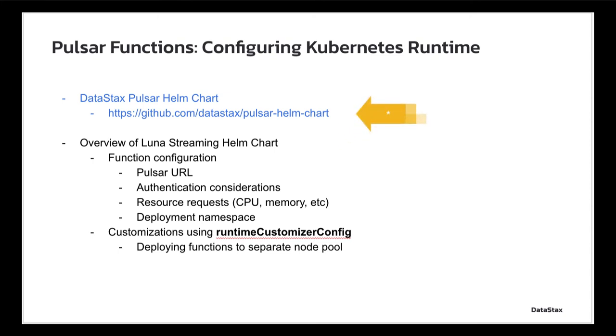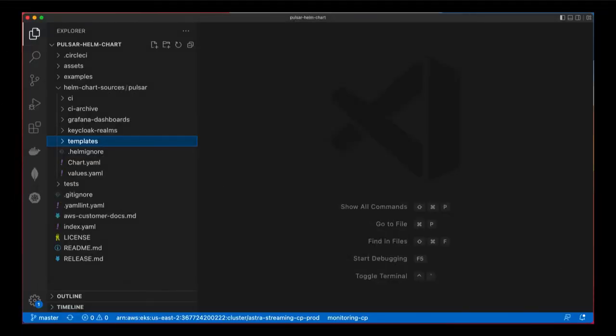Next, we are going to look at how to configure the Pulsar function runtime to use Kubernetes mode. In this example, I am going to use DataStax's Pulsar Helm chart as a guide. Let's explore the essential resources that are deployed by the Helm chart for the function worker. Open up the Pulsar Helm chart in your favorite editor and browse to the templates folder.